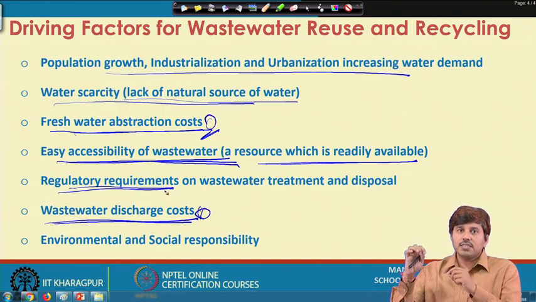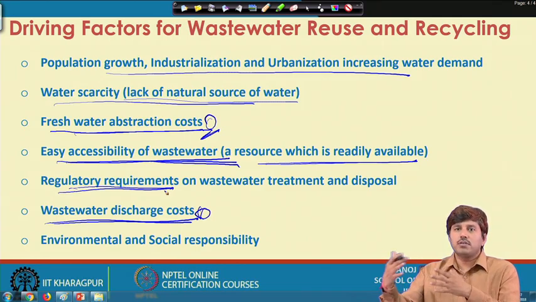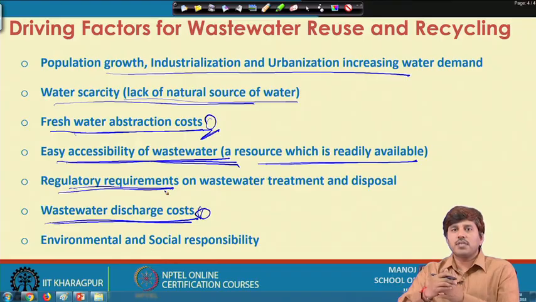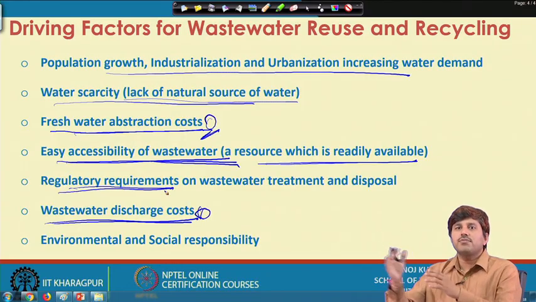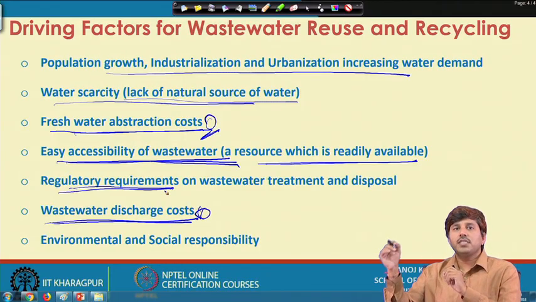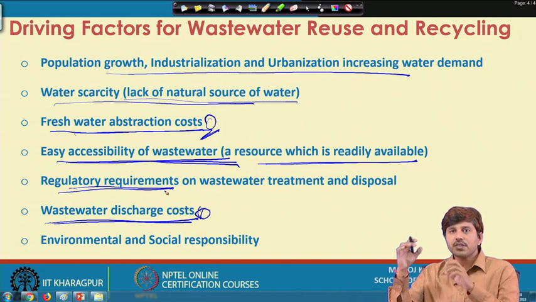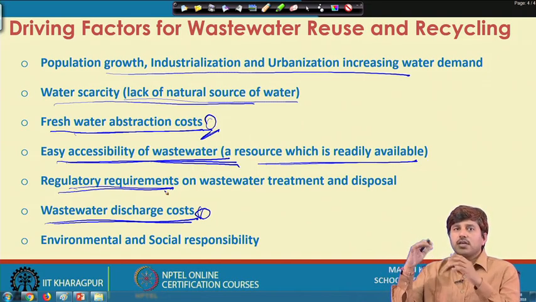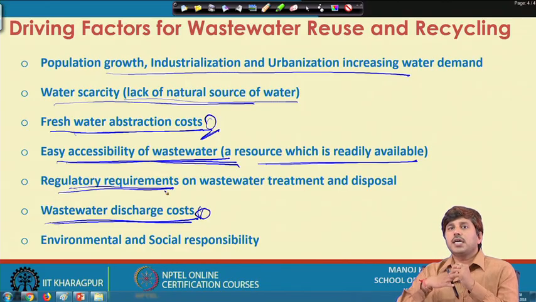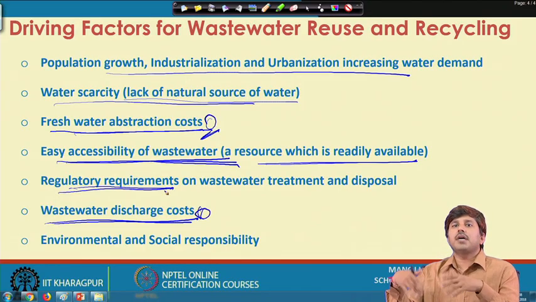But for industries, these regulatory requirements are pretty stringent. If an industry is not meeting the discharge quality standards, that industry can be shut down. The Central Pollution Control Board, or CPCB, does that almost every year. They issue notices and shut down certain industries for not meeting these environmental norms. So, these regulatory requirements are also a driving factor for wastewater reuse and recycling, more so in the industrial sector.